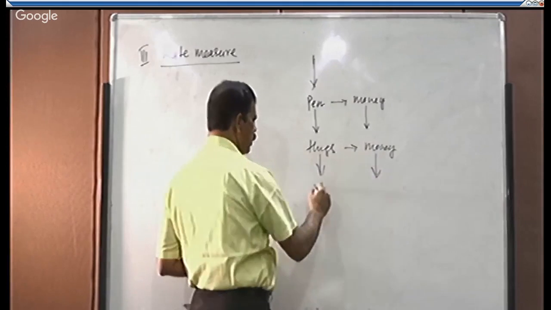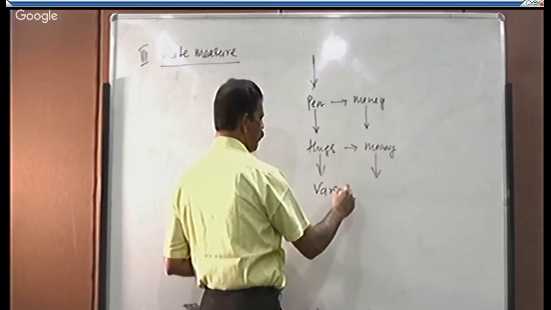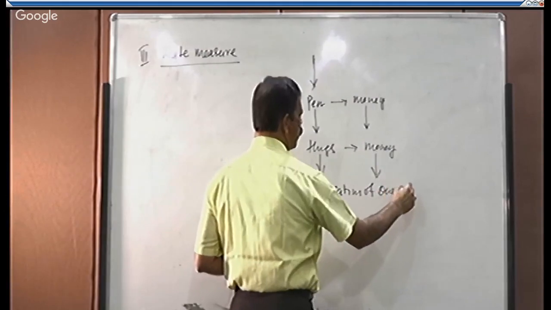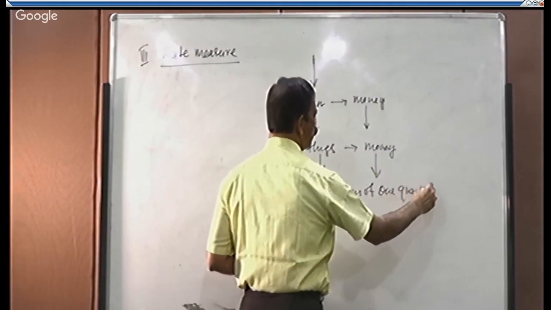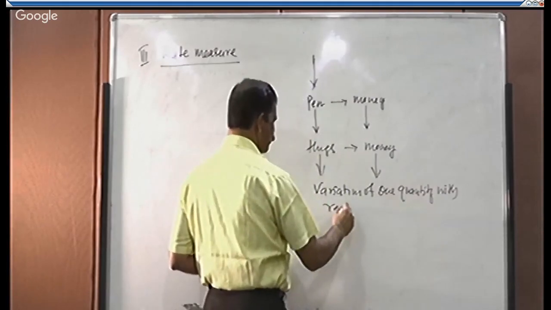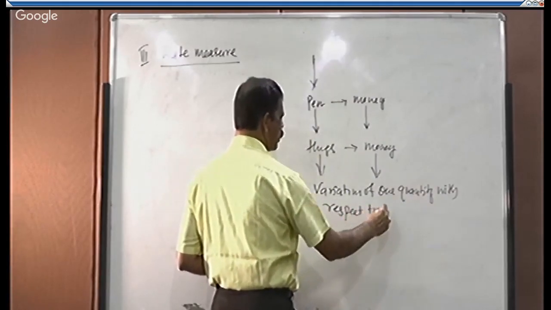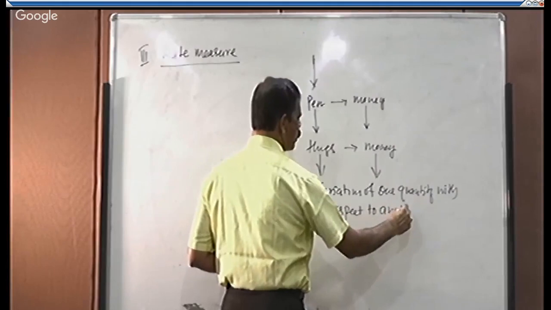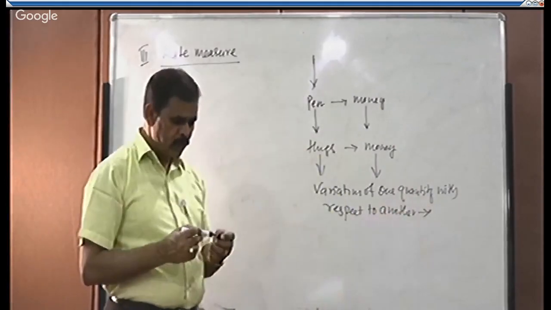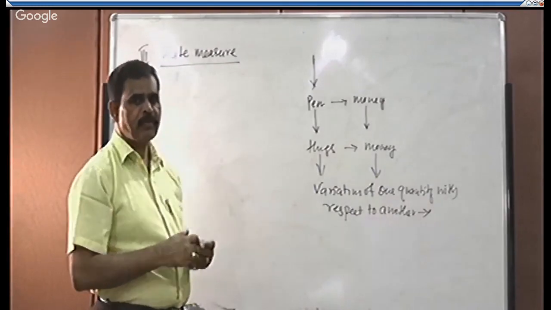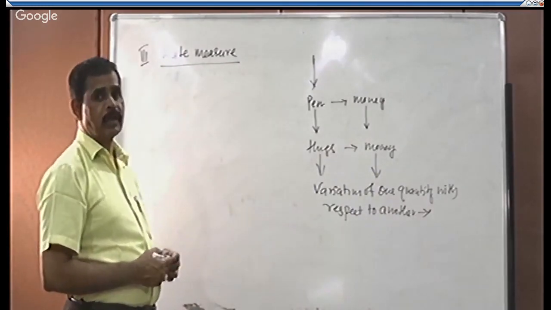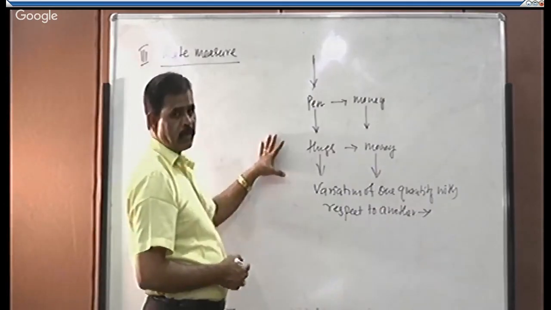That is variation of one quantity with respect to another. That is said to be rate measure. What is rate measure? It is just the variation of one quantity with respect to another quantity. That is said to be rate measure.